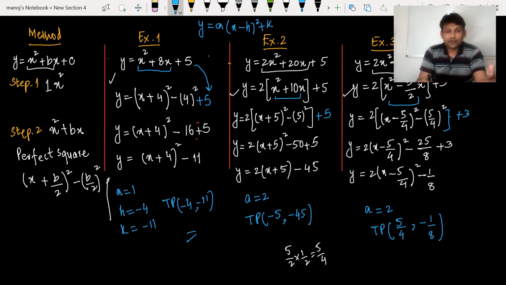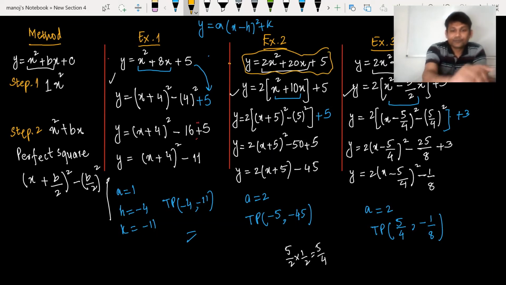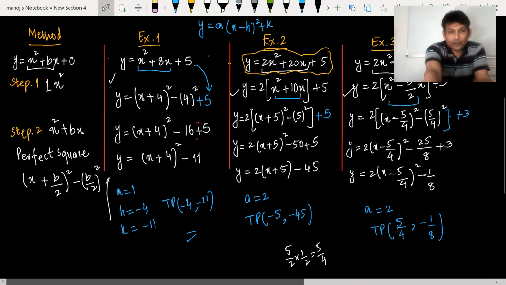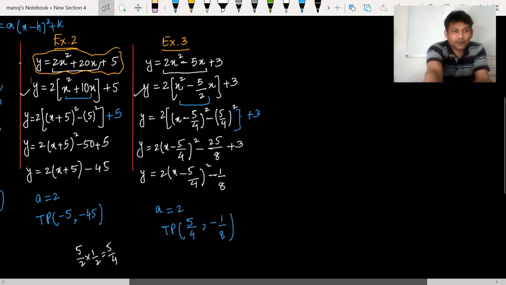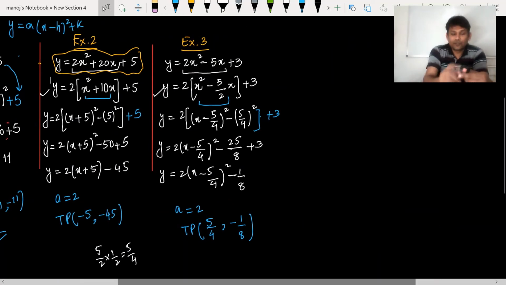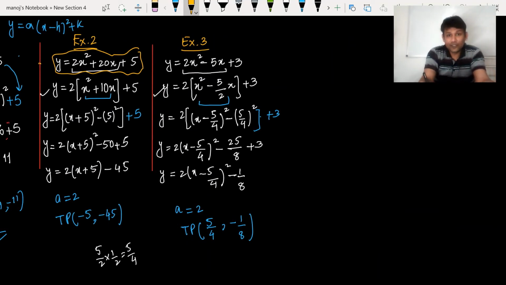But there is another method: by comparing and expanding the equation and getting the turning point. So this is the second method I want to use, and I want to take this example. This is a little bit difficult. I want to take this example here and use a different method. Okay, the method is what? This is the second method. You can also use this method.